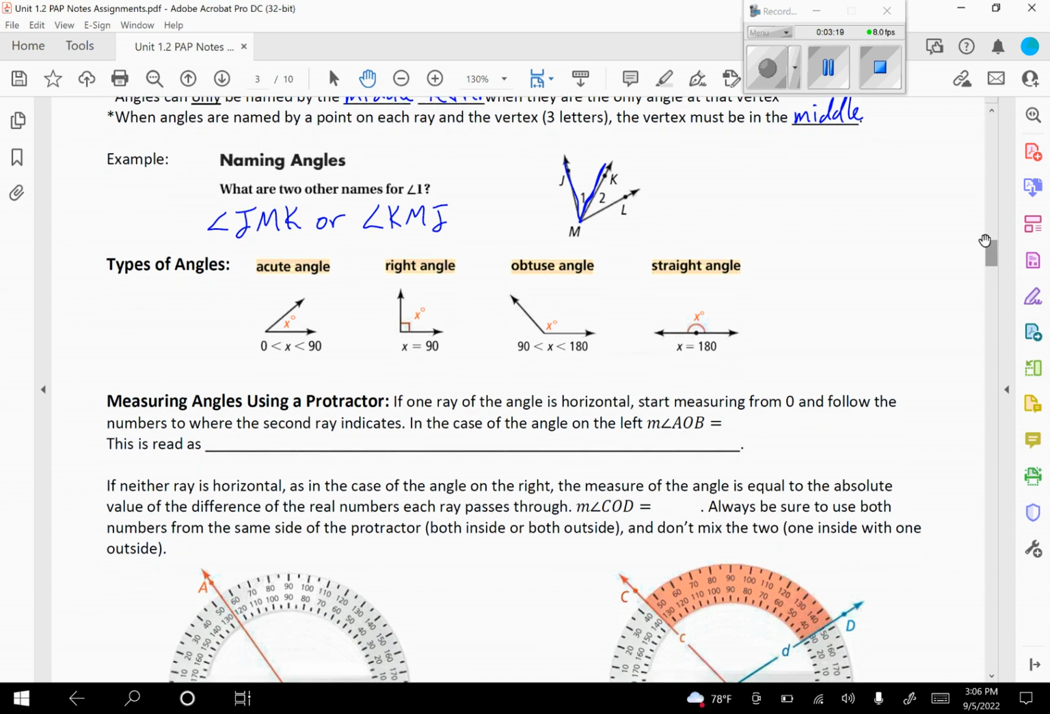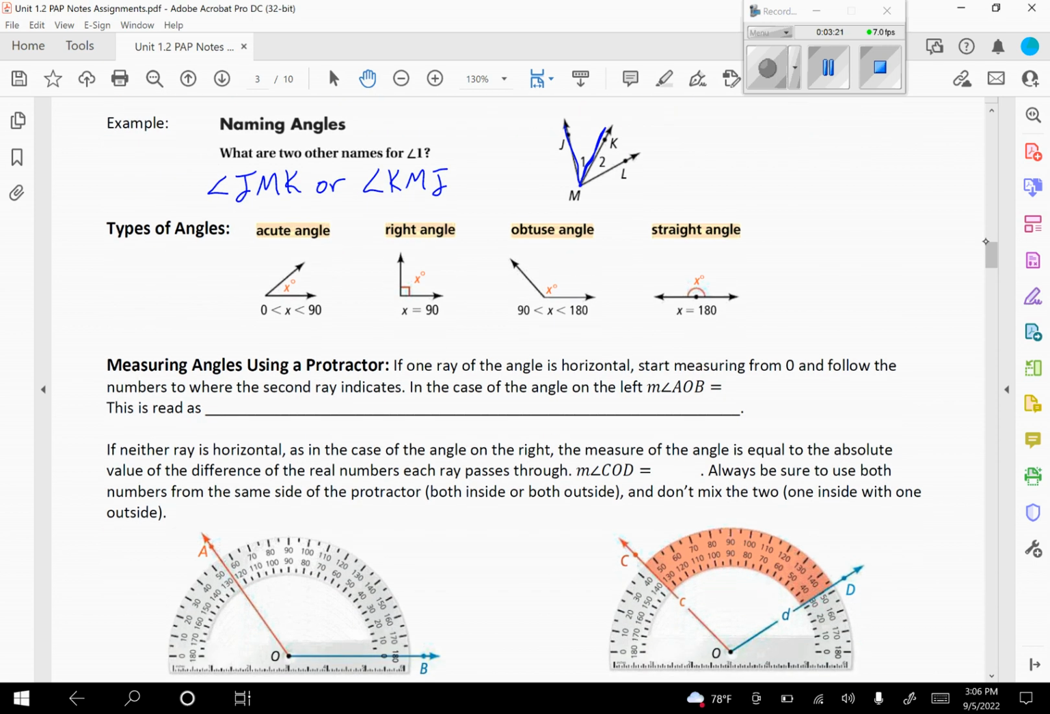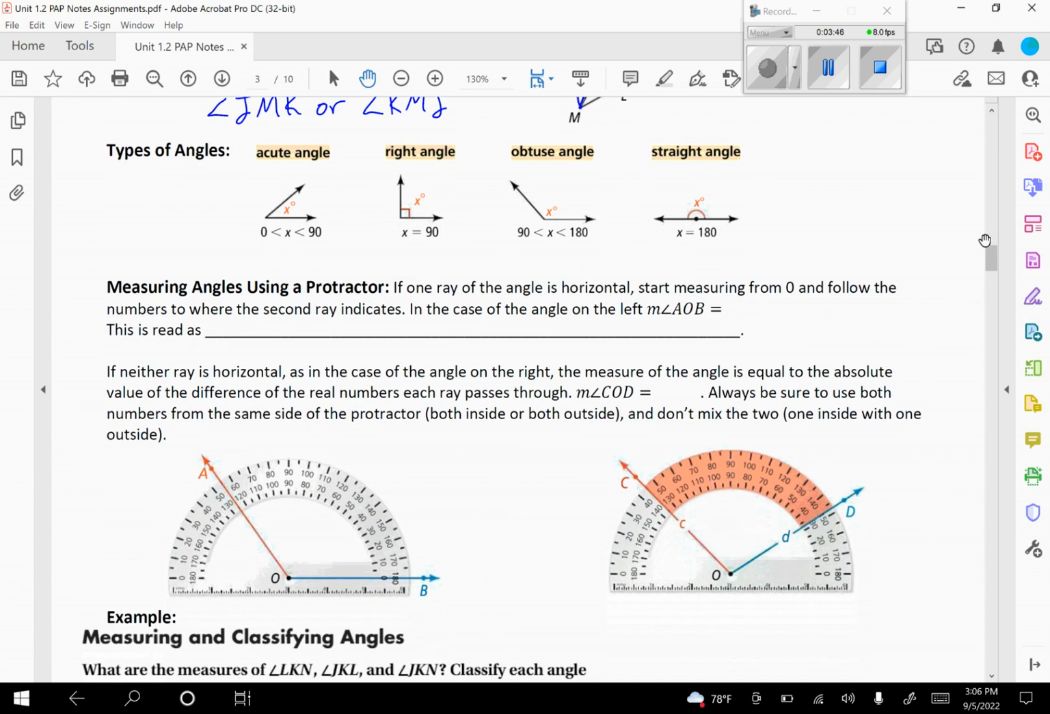So types of angles. Y'all, this should be a review for you guys. Acute angle, the measure of your angle is between 0 and 90. A right angle, your angle is exactly equal to 90. Obtuse angle, your angle is greater than 90 but less than 180, so it is between 90 and 180. And then a straight angle is when your angle is exactly equal to 180.